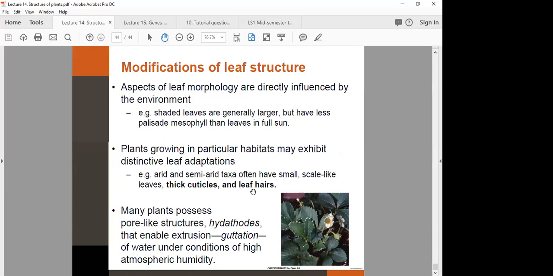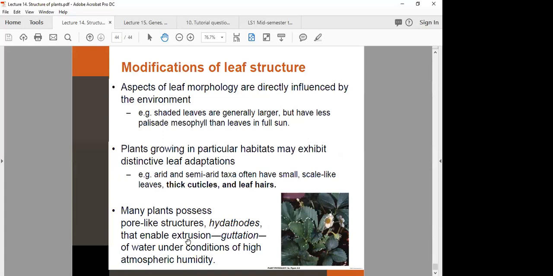And one final feature of leaves, and these are modified stomata, pore-like structures called hydathodes. Many plant leaves have them. They would be found on the tips, on each tip of the leaf. This is strawberry. And these little pores, they don't open and close like stomata do. They're just constantly open, and they enable what's called extrusion or guttation.